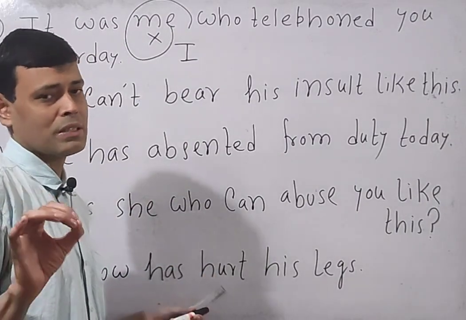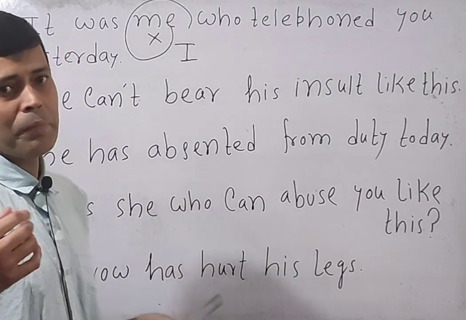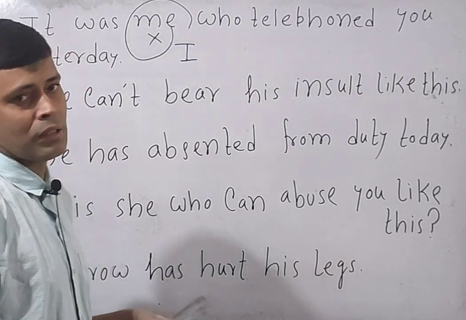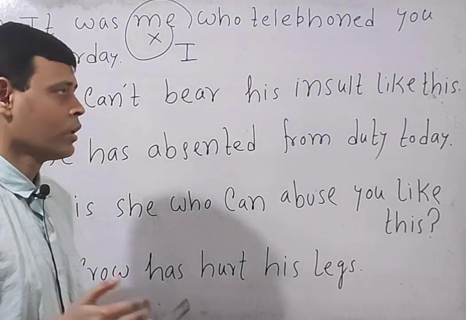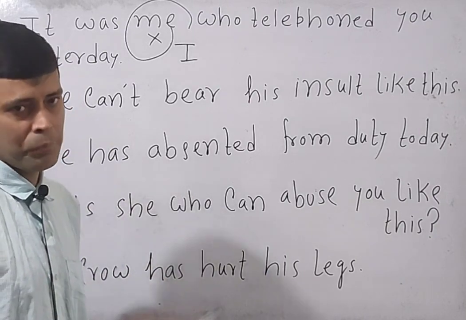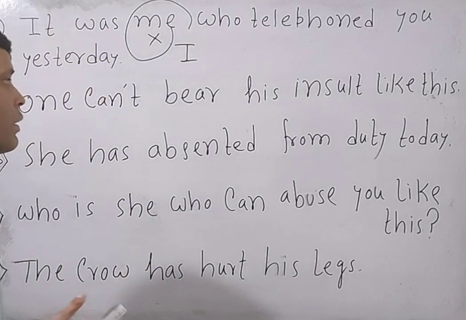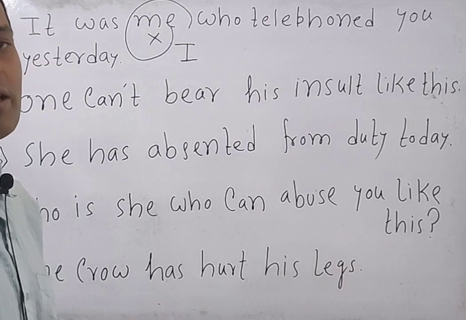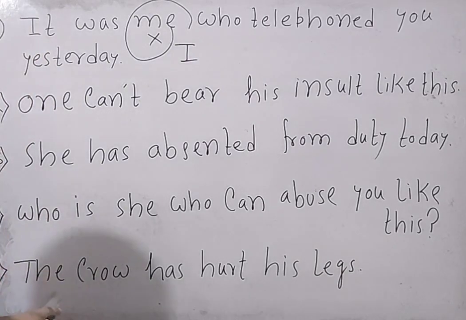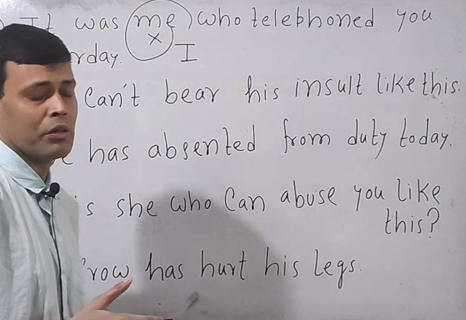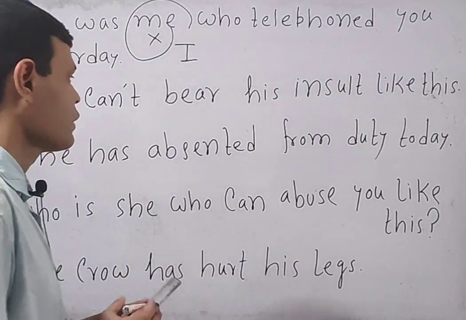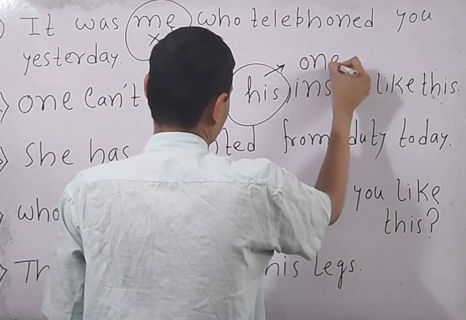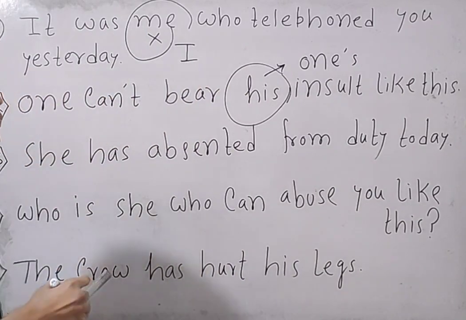Now go next. One cannot bear his insult like this. Whenever you represent something with the pronoun one, thereafter you also need to follow the same pronoun, whether in the objective form or possessive form. So you cannot say his or her. It is an indefinite pronoun, so the person can be male or female. We cannot define anything. So in the possessive form, it should be one's insult, not his insult. This type of mistake is very common, so you need to rectify it.